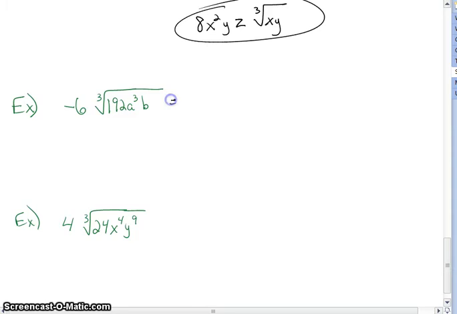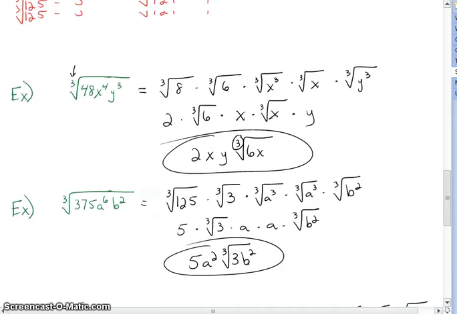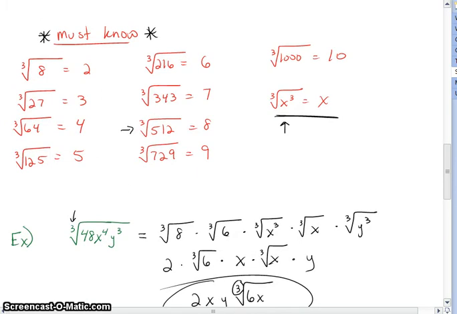Alright, so let's try this one. Negative 6 times, do I know the cube root of 192? So look back at your list. Is 192 on here? No. So I need to break 192 into something. So I'm thinking, can I take 192 divided by one of these numbers? So what do you get?